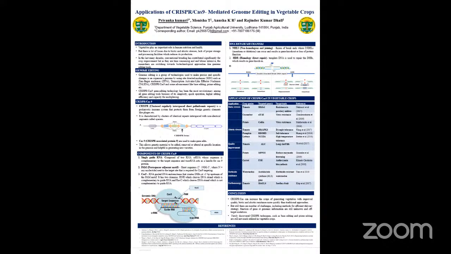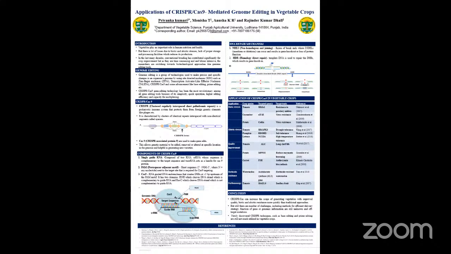Now, what is CRISPR? CRISPR is the prokaryotic immune system that protects them from foreign genetic material like phages. As we can see in this picture also, CRISPR is characterized by a cluster of identical repeats which are interspaced by non-identical spacers. And Cas9 is the DNA endonuclease which creates the gene edits. So CRISPR-Cas9 allows genetic material to be added, removed, or altered at a specific location in the genome, and hence it is helpful in generating new varieties in vegetable crops.